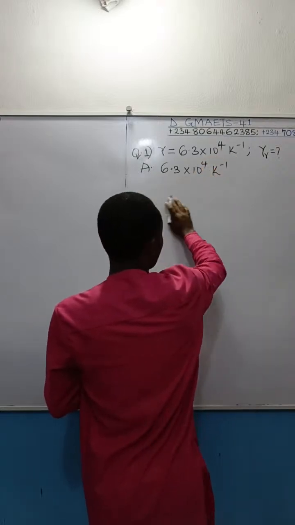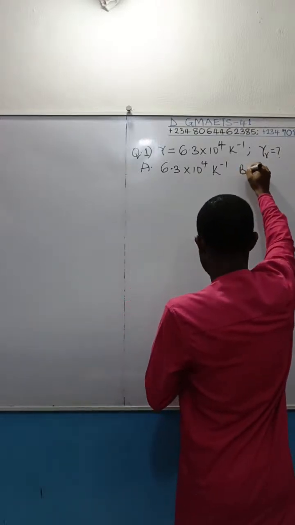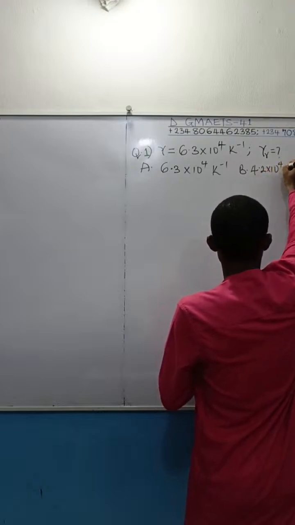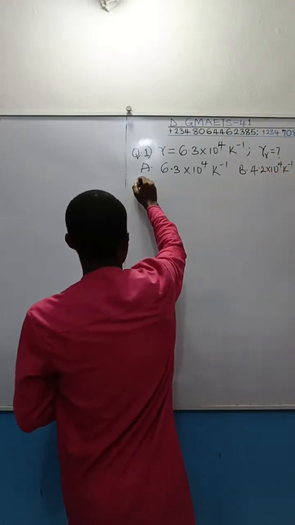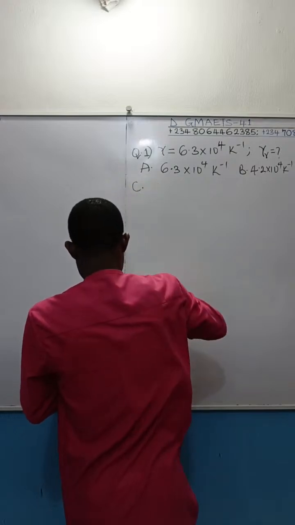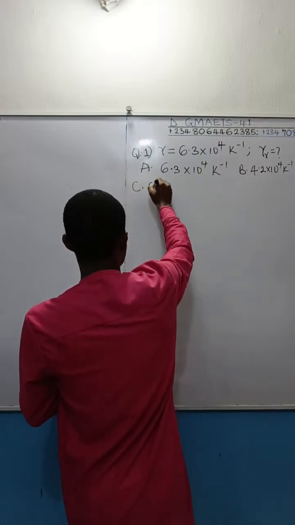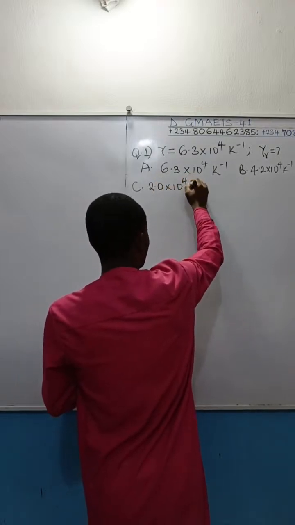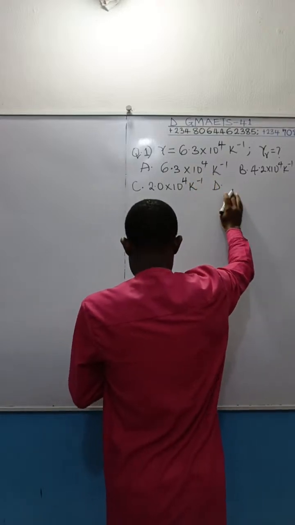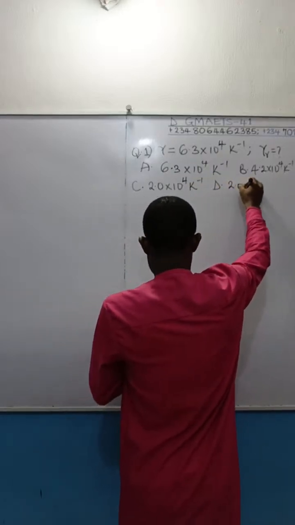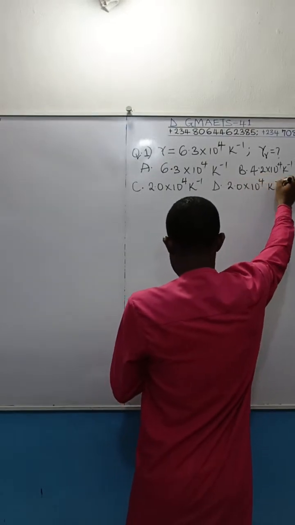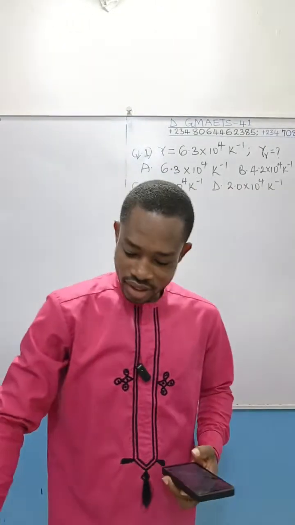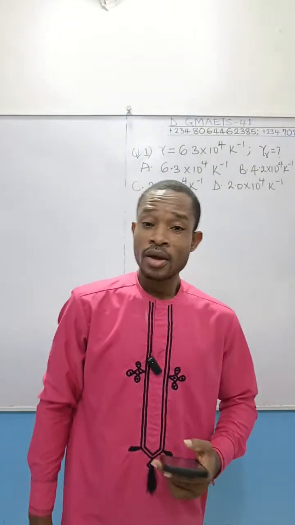Option B, let me fix option B here. We're given 4.2 times 10 to the power of 4 per Kelvin. Then option C, we have 2.0 times 10 to the power of 4 per Kelvin. Then option D, we have 2.0 times 10 to the power of 4 per Kelvin. I really don't understand how and where, my dear group 1 students, you brought this question from.